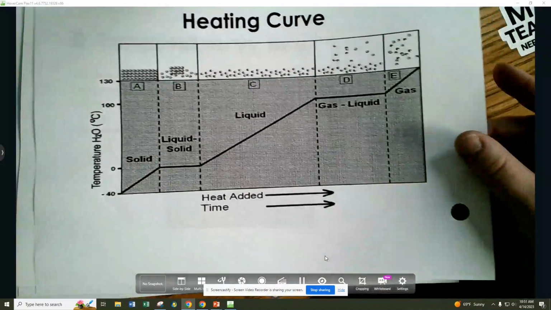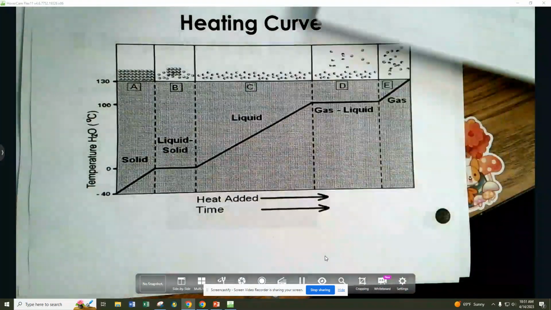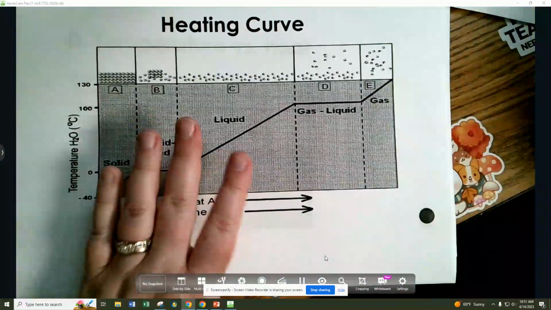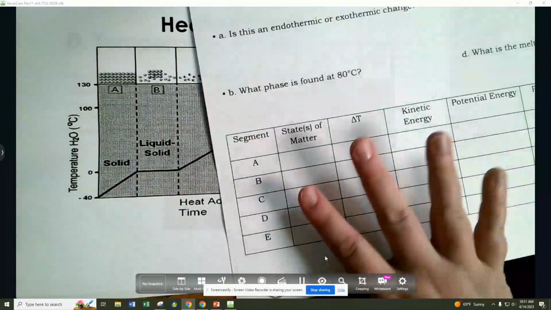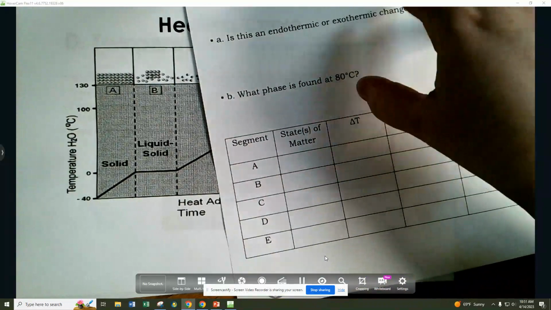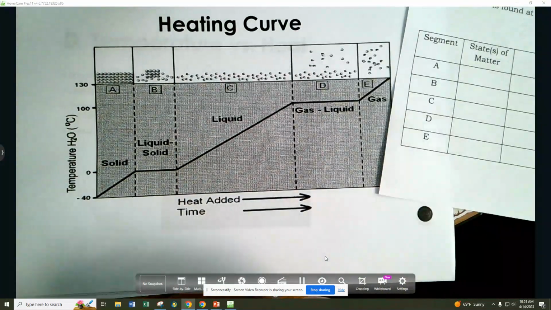So what I have here are two graphs, a heating curve and a cooling curve. I'm going to continue to color code here and bounce between this and the information that goes with it. So we're going to actually answer this information first before we even look at the questions. I'm going to pick a color to highlight this segment here.